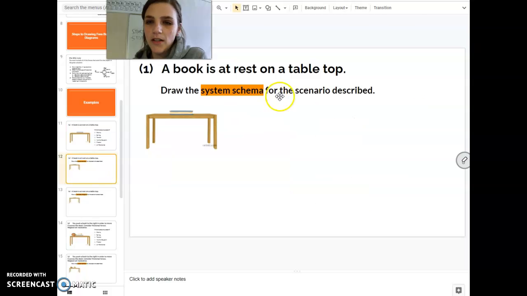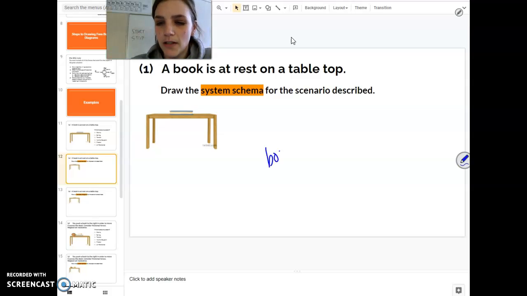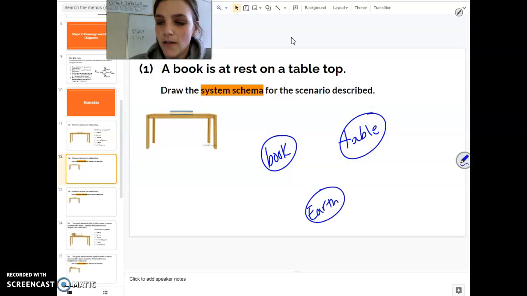In the next one, we're going to look at drawing a system schema. So, the objects that we have in this scenario, we have the book, and we have the table, and as always with system schema, we need to include one for the earth. Since the object of focus is the book, I'm going to put a dotted line around it.